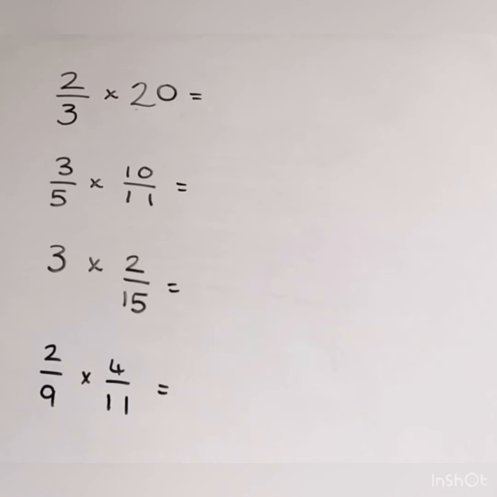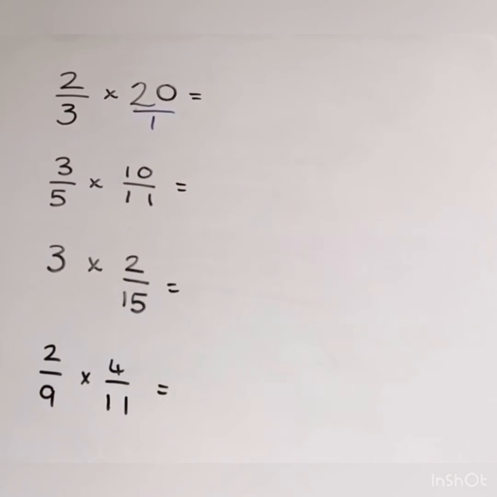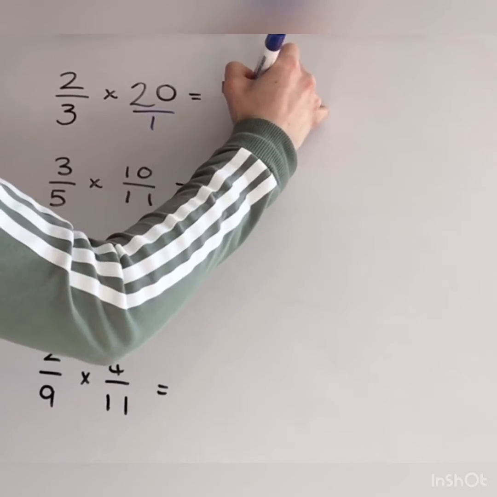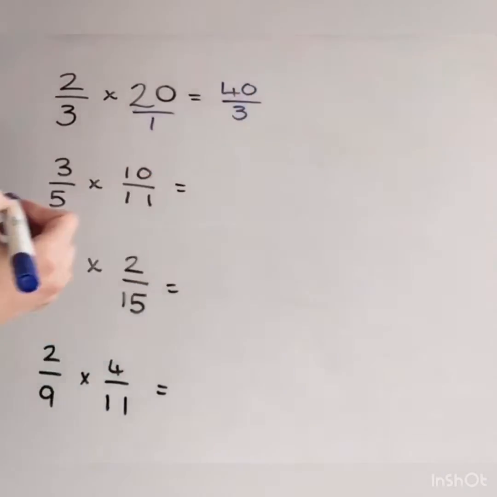Remember to cancel them down if you can, as this will usually get us an extra mark. Okay, so for this first question then, we have a whole number, 20. Remember, put any whole number over 1. And then we multiply the tops. 2 times 20 is 40. 3 times 1 is 3.